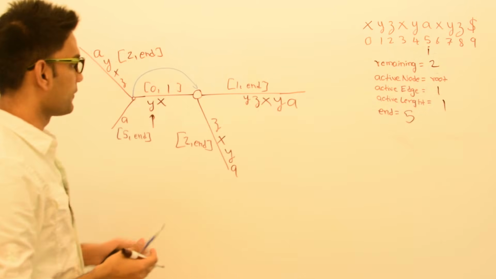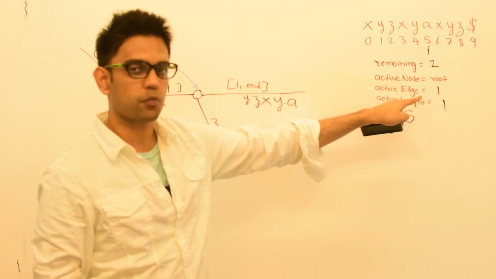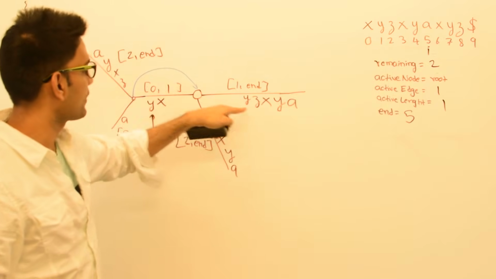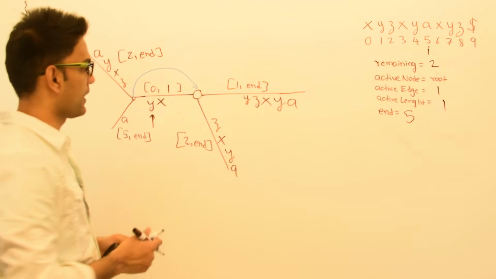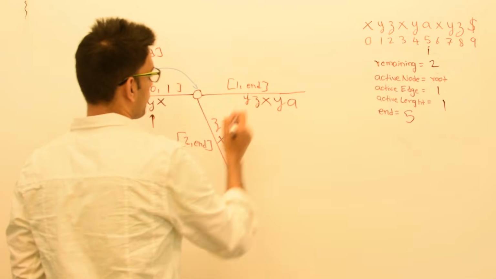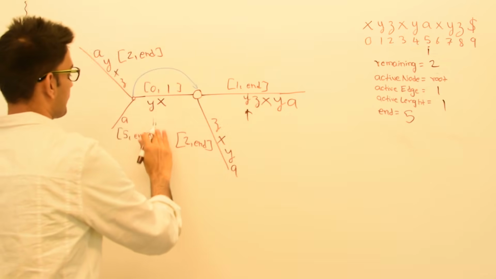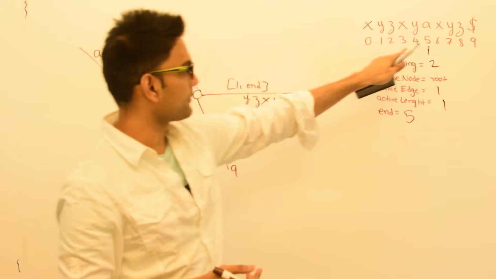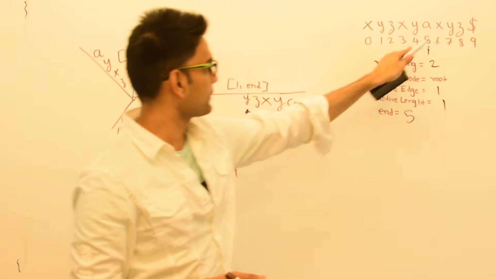So at this point, we'll go to this place. Active node is root, active edge is 1. At index 1 we have y. So move in the direction of y, and active length is 1, so move 1 in the direction of y. So basically come to this point. So we took care of suffix x, y, a. Next we have to take care of suffix y, a.